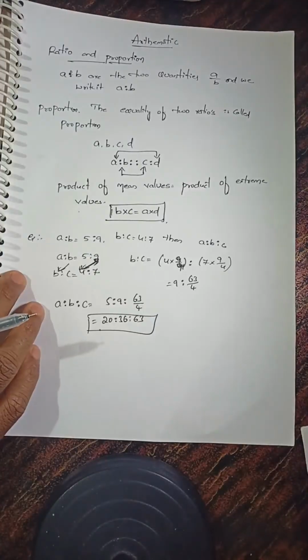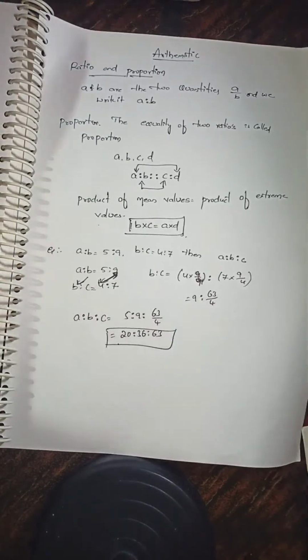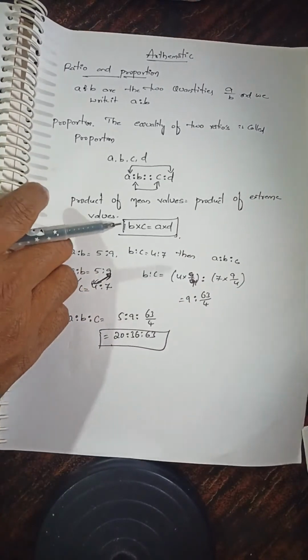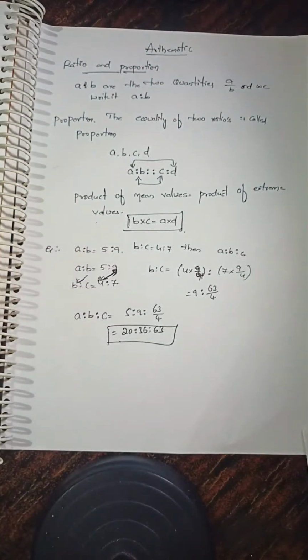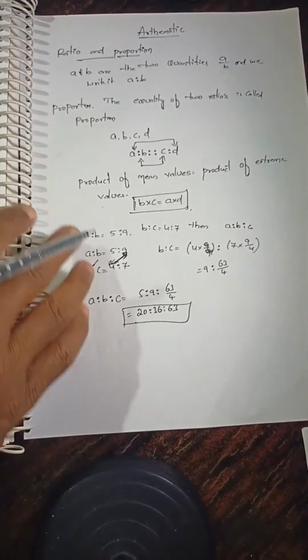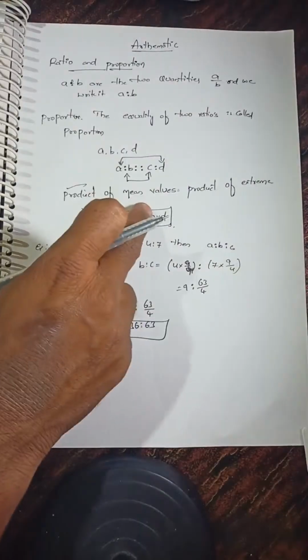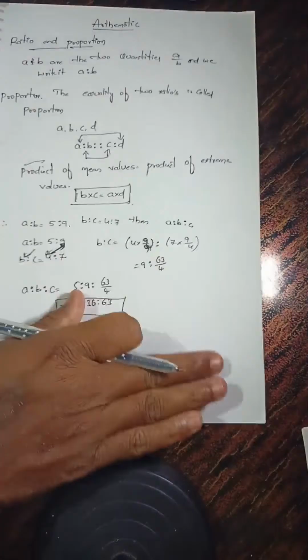What is that? Product of mean values is equal to product of extreme values. This we have to remember compulsory, 100% compulsory. We have to remember the formula in arithmetic ratio and proportion compulsory. Most of the problems in ratio and proportion depend on product of mean values is equal to product of extreme values.